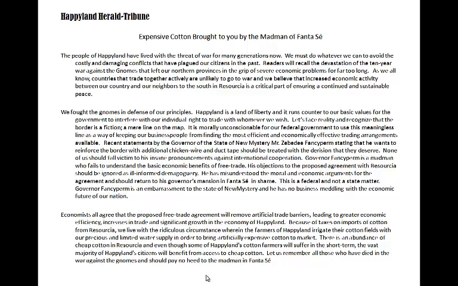So let's remember all of those who died in the war against the gnomes, and let's not pay attention to the madman in Fantasy. So the madman in Fantasy is arguing that no, we shouldn't have free trade. We should establish a stronger or stricter border. We should protect the cotton growers of Happyland. So let's take a look at the argument structure for this.